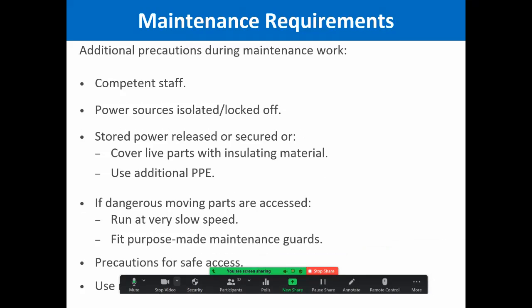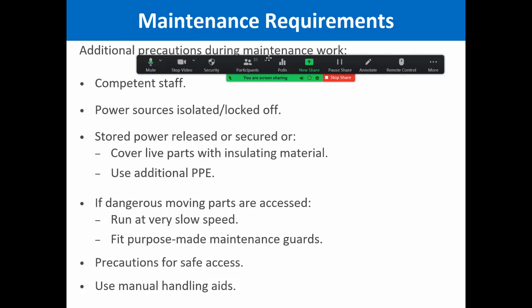Okay, what are the precautions that you need to take during maintenance? You need to make sure that you have competent staff, power sources are isolated or locked off, stored power should be released in a safe manner, cover the live parts, use PPE. If the dangerous moving parts are accessed, you need to run the equipment at a very low speed so that the severity is reduced. You need to sometimes use fit purpose made maintenance guards, and precautions should be followed for safe access, and you should use manual handling aids as well.